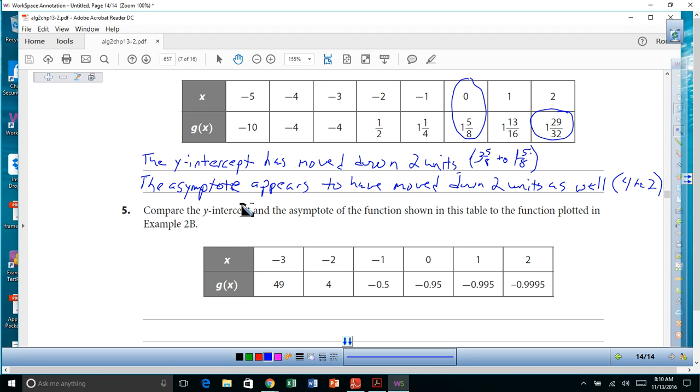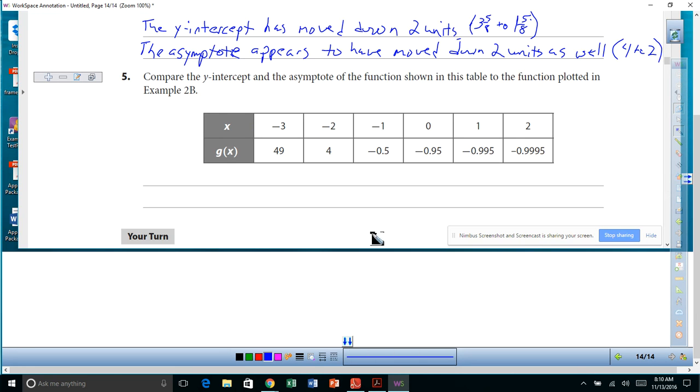Compare the y-intercept and the asymptote of the function shown in this table to the plotted function in example 2b. All right, let's take a look at this here. The y-intercept is not apparent in a graph, but appears to be greater than -10, while in the table it is 0 right here. Okay. In that, I mean, we didn't calculate it.